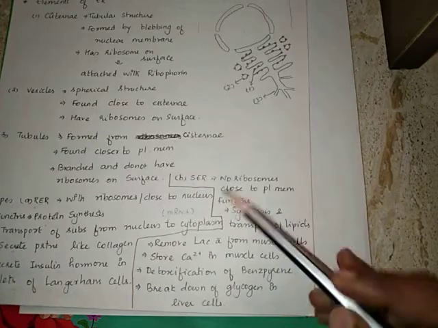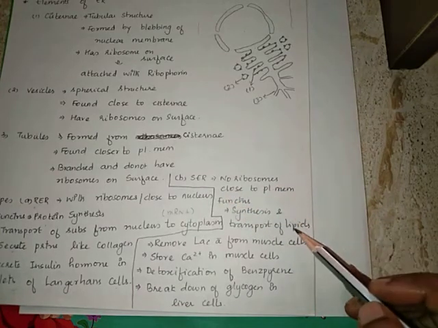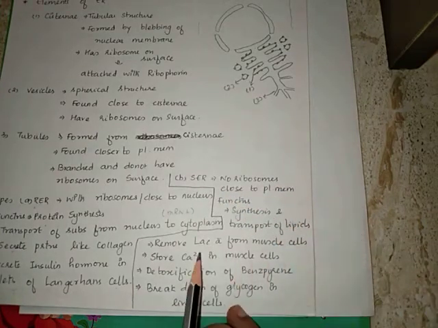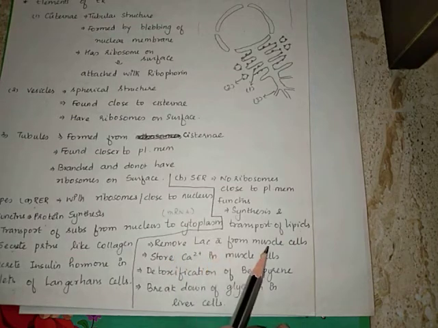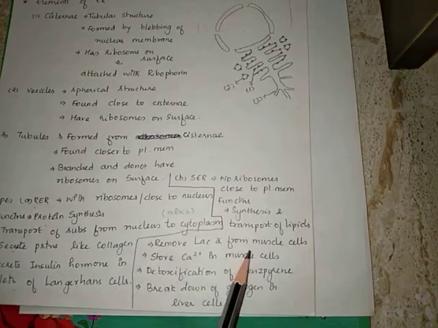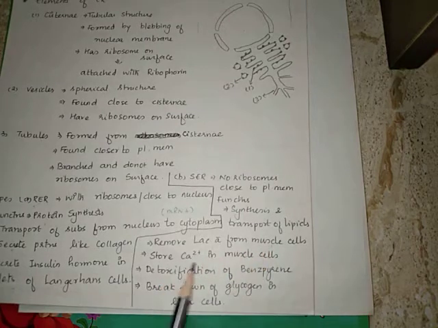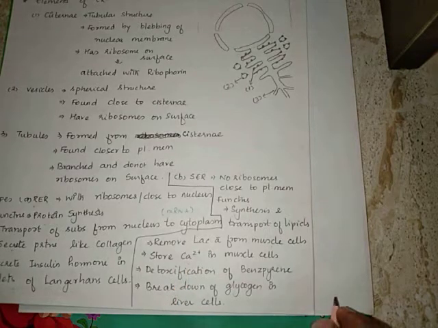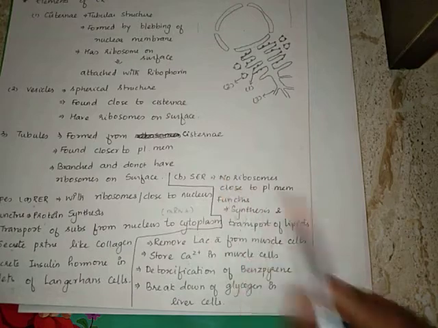And coming to the functions of smooth endoplasmic reticulum, they help in synthesis and transport of lipids, and they help in removing lactic acid from the muscle cells, formed after anaerobic respiration in muscle cells. And they store calcium in muscle cells. So smooth endoplasmic reticulum acts as calcium reservoirs in the muscle cells. In muscle cells, the endoplasmic reticulum is called the sarcoplasmic reticulum. They help in detoxification of benzpyrene and breakdown of glycogen in liver cells. So these are the functions of smooth endoplasmic reticulum.